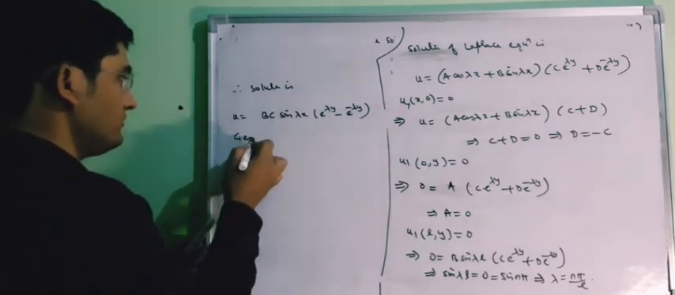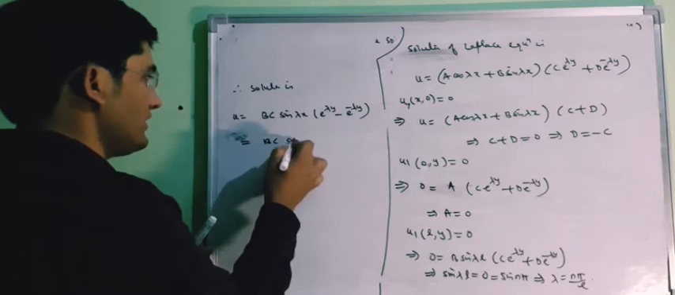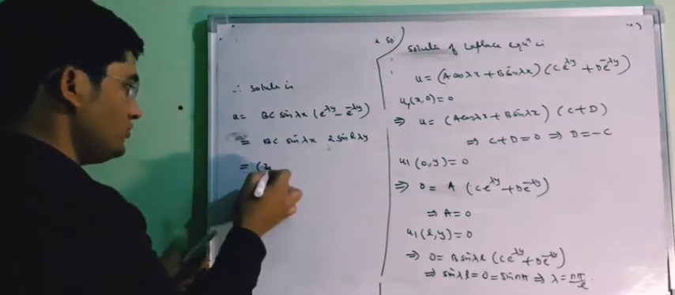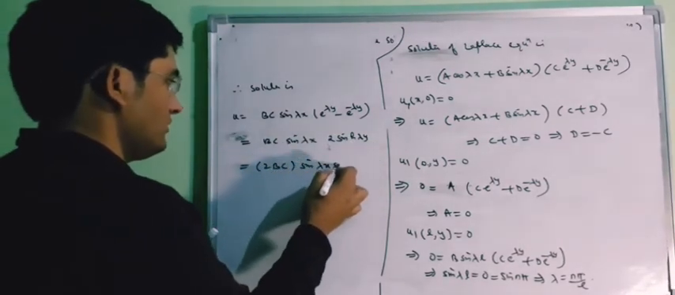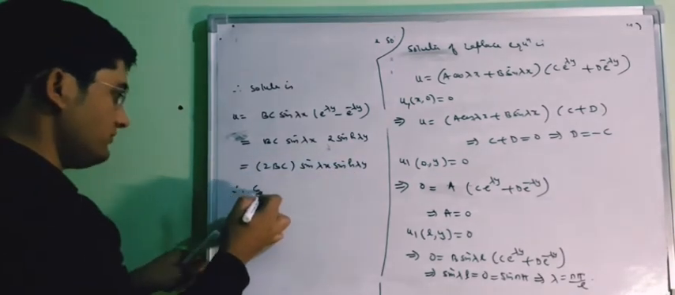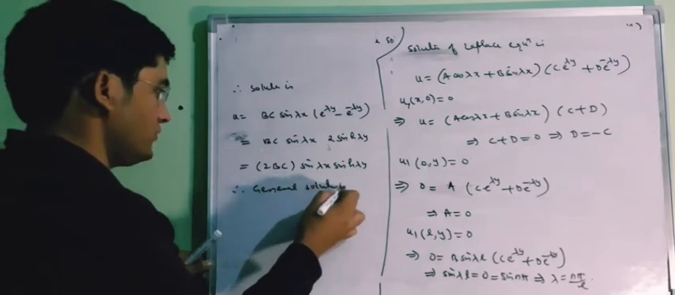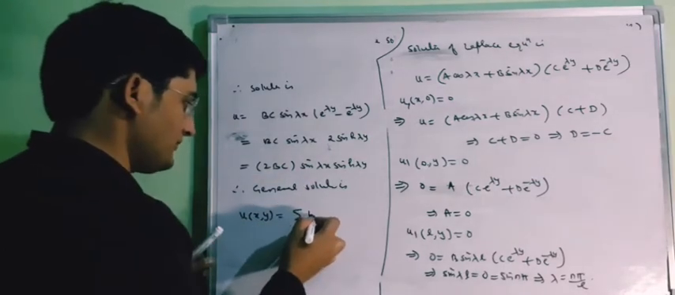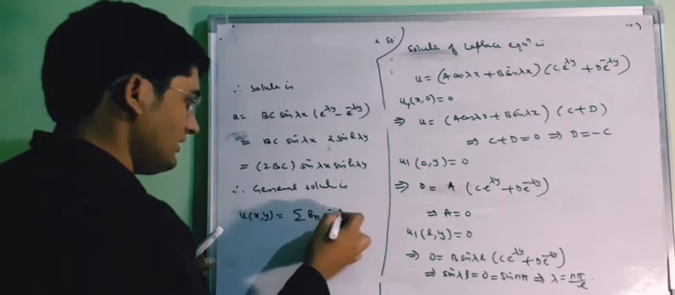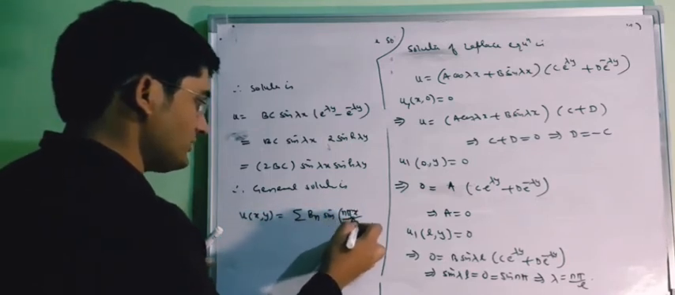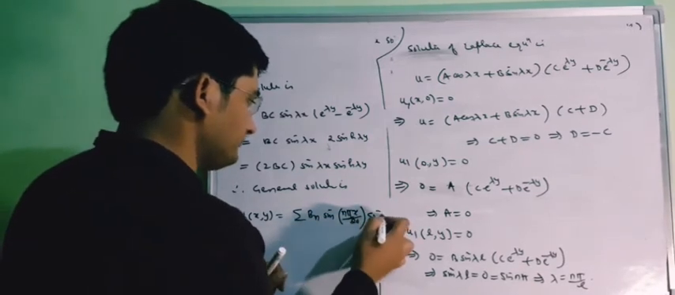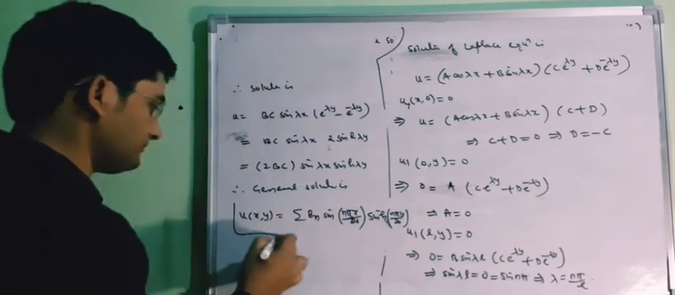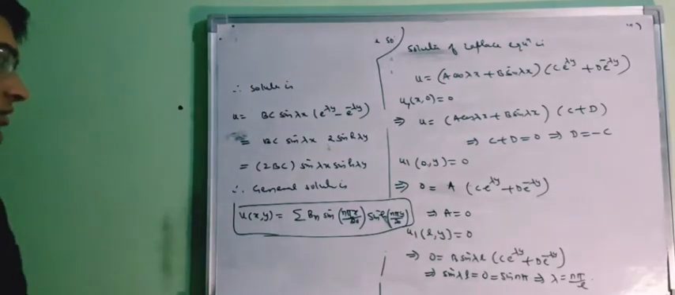So your general solution can be written as 2bc sin lambda x sin hyperbolic lambda y. For the general solution we can replace the constant 2bc with capital Bn. With lambda as n pi upon L, this will be Bn sin n pi x upon 20 sin hyperbolic n pi y upon 20. So this is the solution of this Laplace equation.